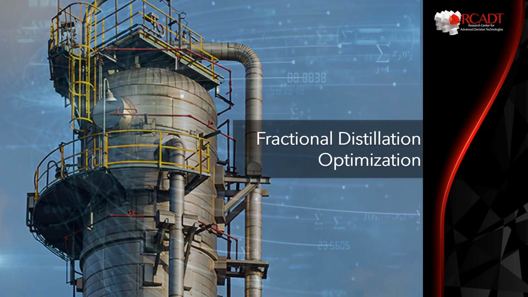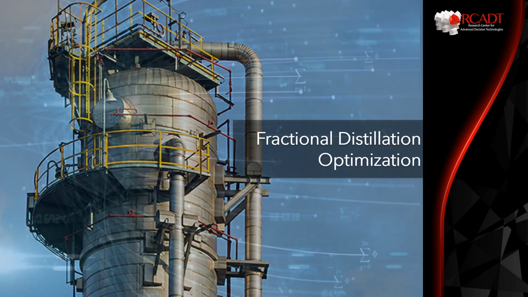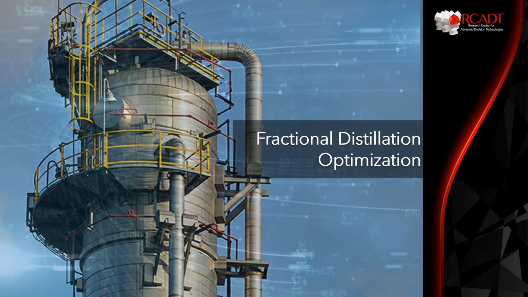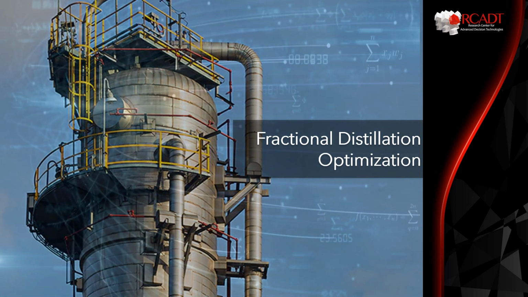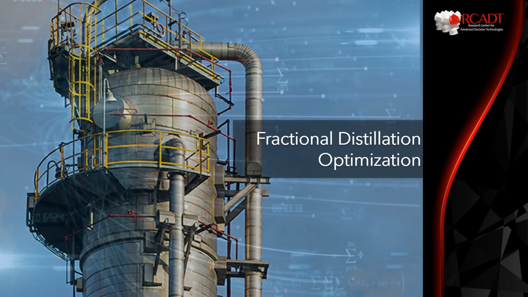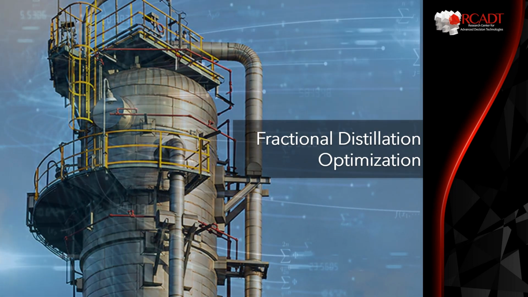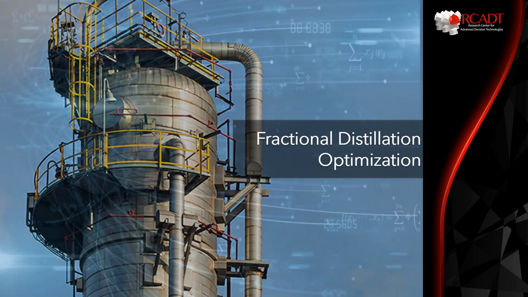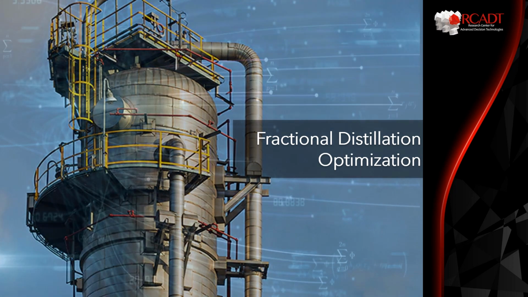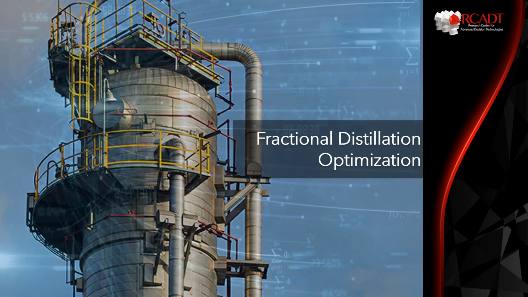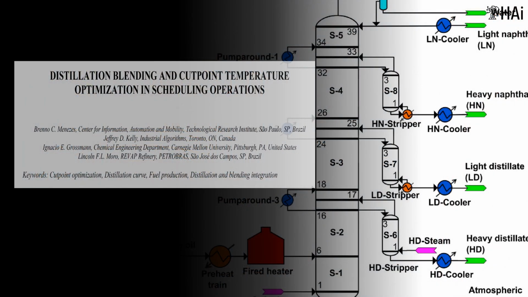The hypotheses of linearity of the processes in the refinery are not met, and therefore the exact optimization must consider the nonlinearities of the petrochemical processes. Within these, the description of the behavior of the CDUs is very important, since it is the core of the refining business. This section is based on the document Distillation Blending and Cut Point Temperature Optimization in Scheduling Operations.